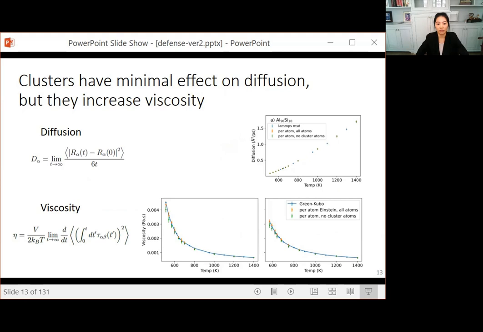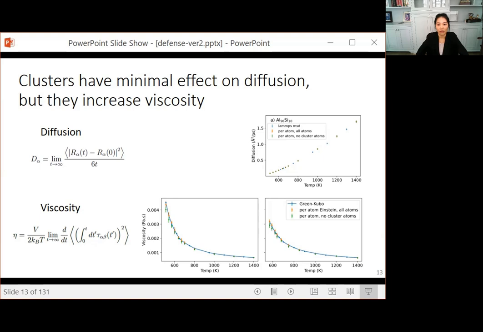To do this, we developed a per atom method for calculating diffusion and viscosity. The per atom diffusion is an intuitive number because diffusion is already an average over atoms. So to get the per atom diffusion, we just use the same calculation, which is the slope of the mean square displacement, but we only look at the subset of atoms that we're interested in.